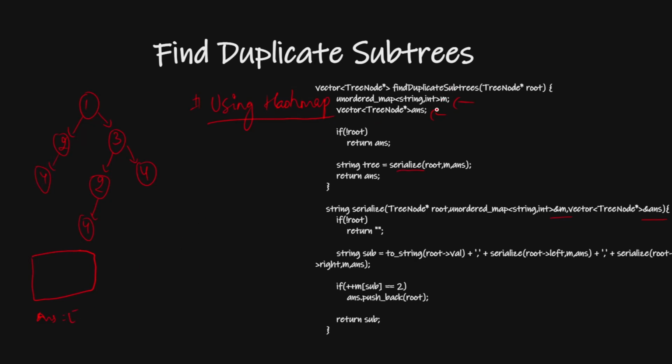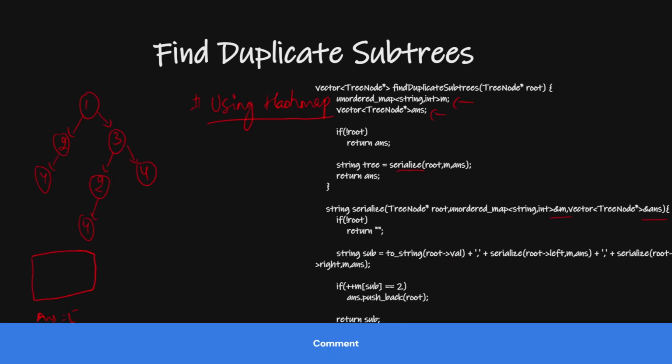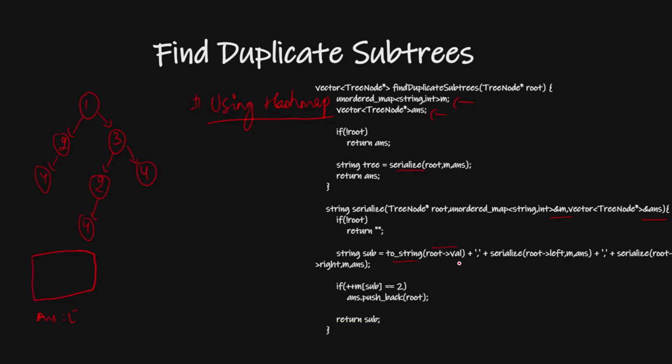So here, first I check if my root is null, then I will return an empty string. Otherwise I will calculate the string. How do I calculate it? First of all, I convert my root value, which is an integer, to a string. So right now, if I call this serial function with root value 1, it will first convert 1 as root to a string and then build it up.